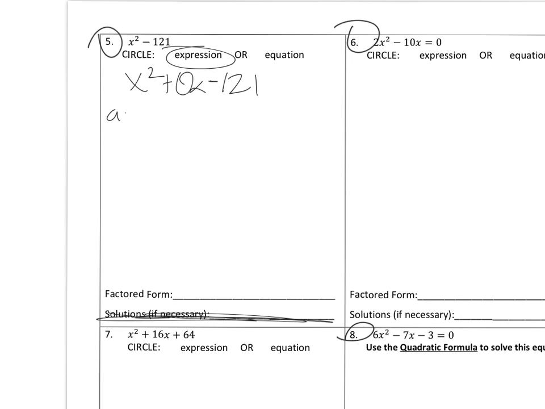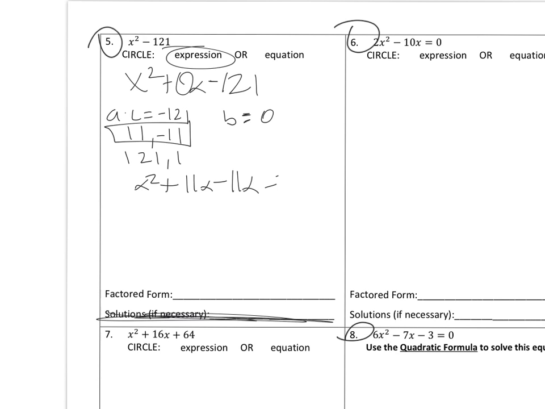Multiply a times c, which is negative 121, and find all the factors. Well, positive 11, negative 11, and you could do 121 and 1. Now I need to find two numbers out of those factors that add to 0. Well, positive 11 minus 11 is 0. So those are my two factors. Now check this out. X squared, I'm going to split up that middle term into 11x minus 11x minus 121 equals 0. And now I can factor by grouping.